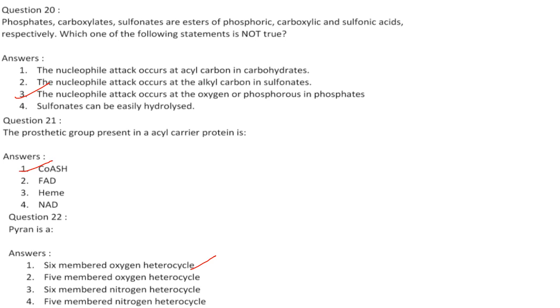Then pyran is a 6-membered oxygen heterocycle. Answer is option, sorry, not 5, option 3. Sorry, option A, okay. I am sorry, option A is the answer.